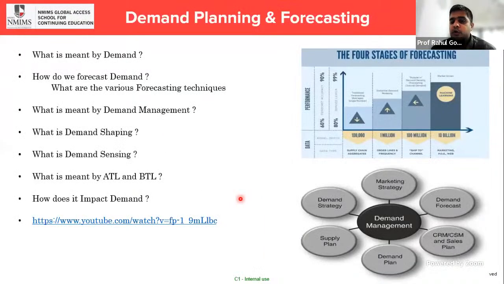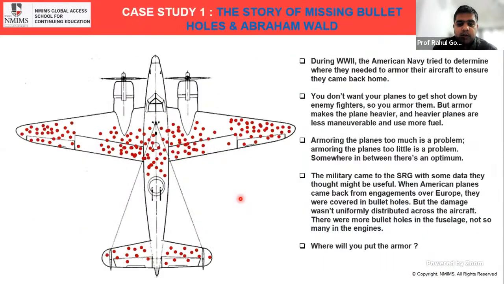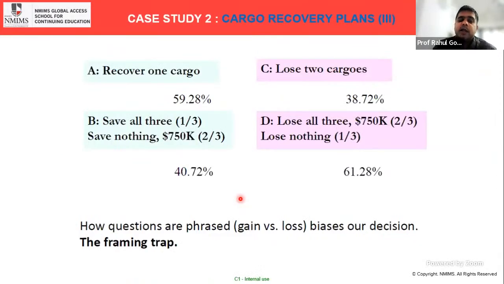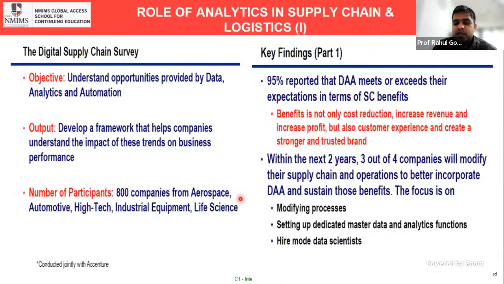Okay, so now we come to demand planning and forecasting. What we had seen is supply chain, logistics, analytics, importance of bias, and the importance of data, to get the data. And then we looked at a few case studies. We found out the role of analytics in supply chain based on a certain research that was done.